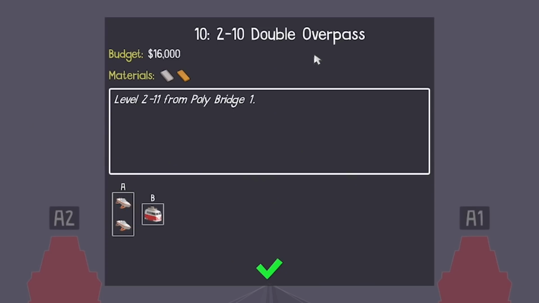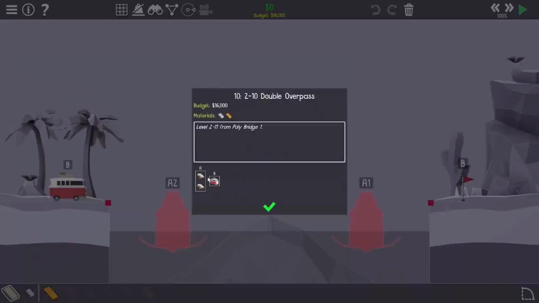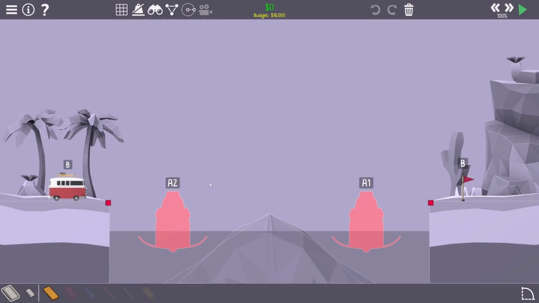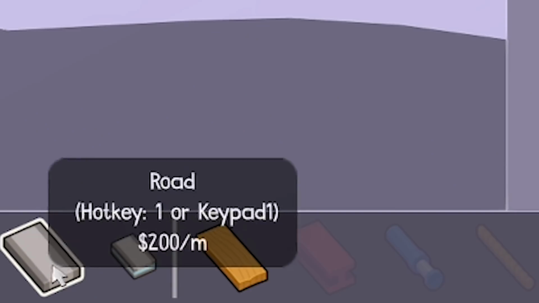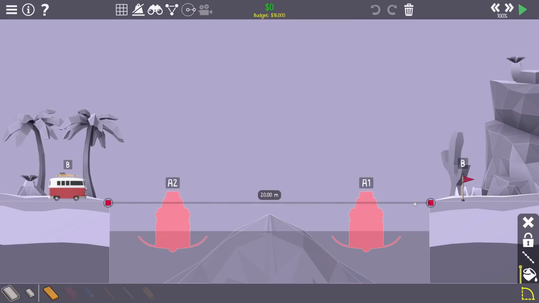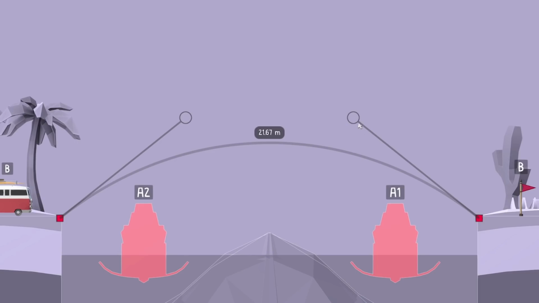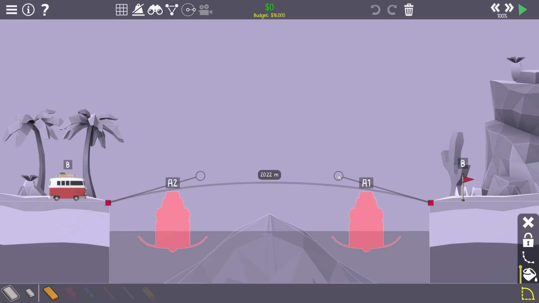Double overpass. This is level 210 from Polybridge 1. So the boats go and then the car goes. So we've just got to do a bridge over there. We've got some stuff in there. That seems a bit easy. Oh, we've only got wood. I mean, thankfully, I only really draw in wood anyway. Can we call it drawing? I only really design in wood anyway.